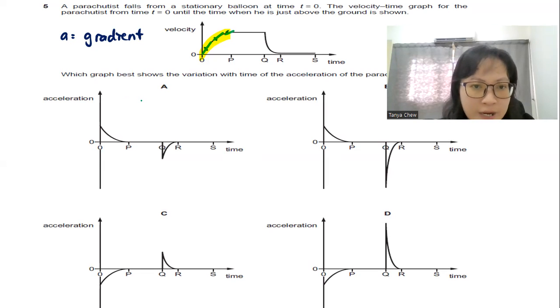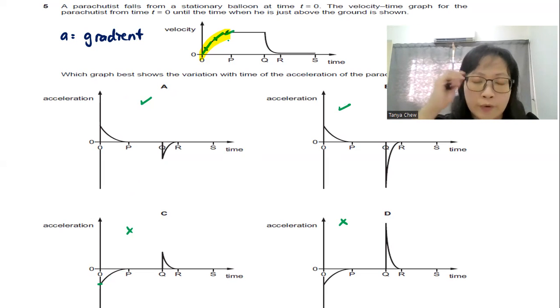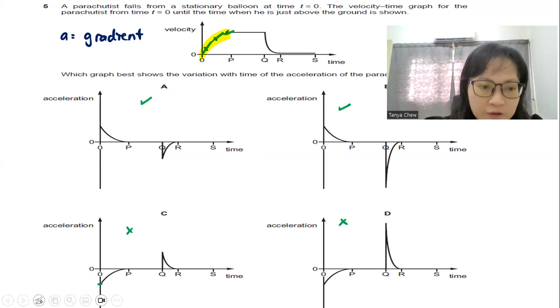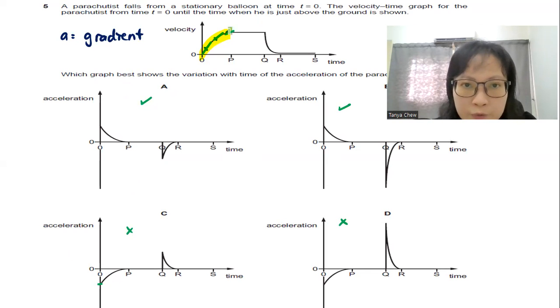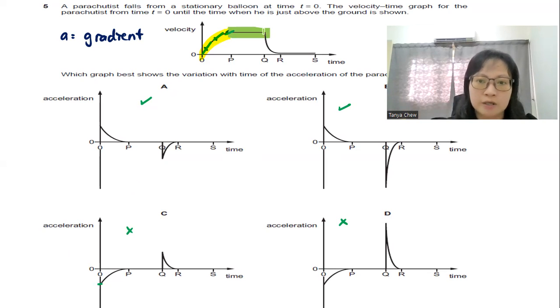It seems that A, B are correct, but not C and D. Because it seems like for C, from the negative value, it increases to 0. So that is wrong because my gradient is decreasing to 0. So I will lock my choices to only A and B. And after that, what happens next is that I'm going to highlight the green region right here. Since this is a horizontal line, the gradient would be equal to 0. P to Q is 0. A and B are still correct.